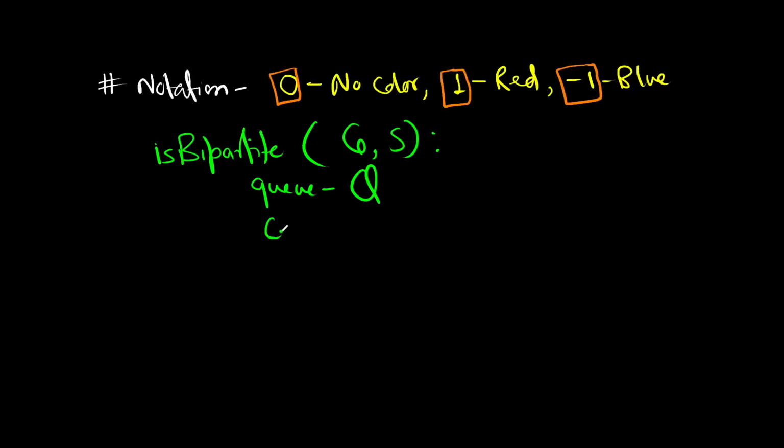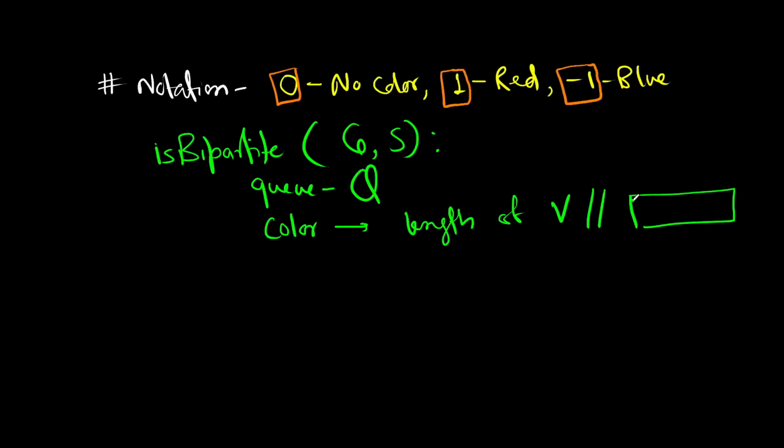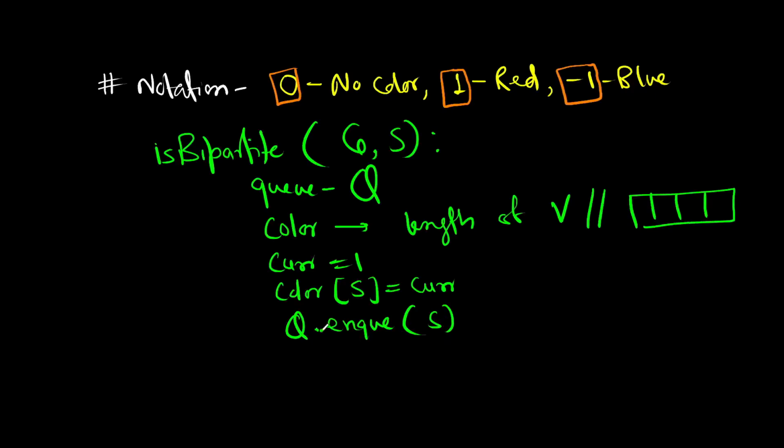Okay, now we are going to take an array named color, and this array will be of length v. It means it will have v size. Suppose we have 4 nodes in the graph, then this array will be of size 4, right? Take a variable current color and you can make it 1, right? And then color of source node will be current. Is it okay? And now you are going to enqueue the source node to this queue, right?